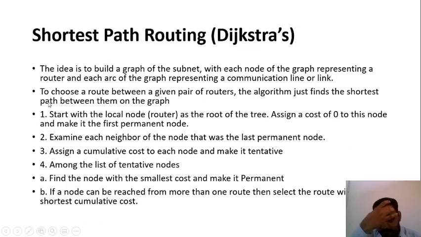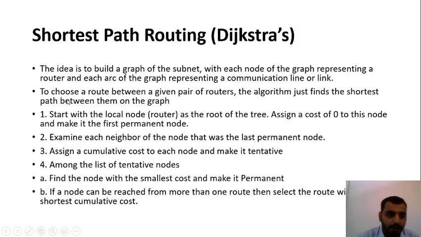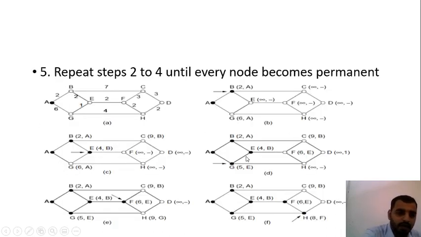Now the second thing it says is, examine each neighbor of the node that was the last permanent node. What are the nodes it has? From A to G it is 6, from A to B it is 2. So what path will be taken? The path will be taken from A to B. Now we will reread the second point: examine each neighbor of the node that was the last permanent node. What was the last permanent node? A to G and A to B are the two nodes which have been connected.